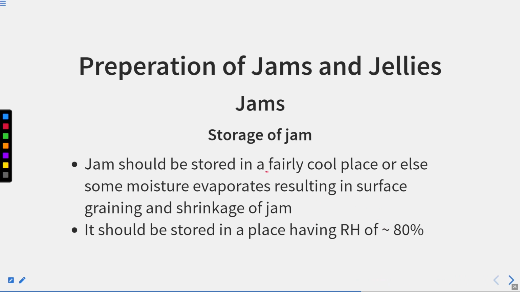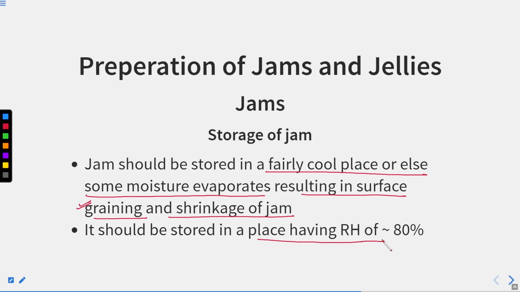Jam should be stored in a fairly cool place, or else some moisture evaporates, resulting in surface graining and shrinkage of the jam. Jam contains water, it contains moisture. If it is not covered properly and stored in a cool place, then what will happen? The water gets evaporated and the surface of the jam gets grainy and shrinks, right? Because the water is evaporated. So it should be stored in a place having relative humidity of around 80%.